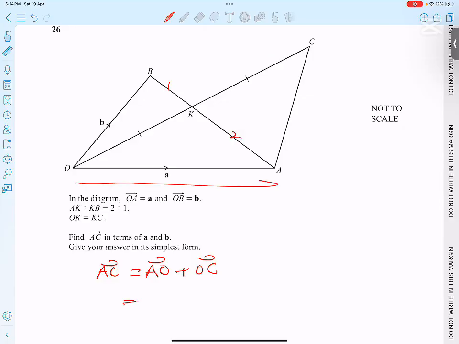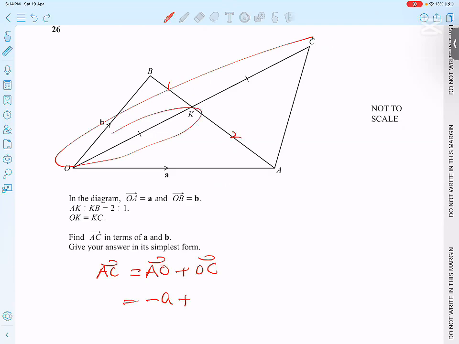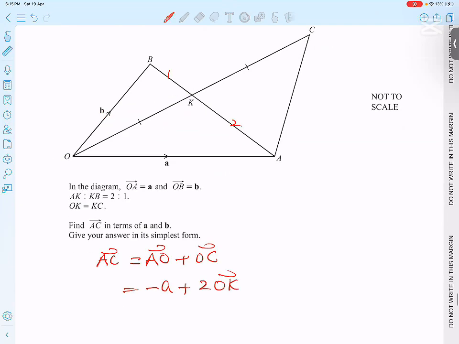Okay, this is a, common sense, and going backwards is negative a. So here I'm writing negative a. Where am I stuck now? I don't have OC. If I get OC, my question will finish. But what is OC, student? OC is double of OK. Here I'm writing 2 times OK. So if I get OK, I will get my answer.